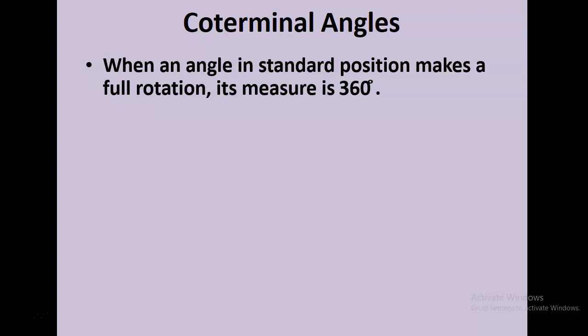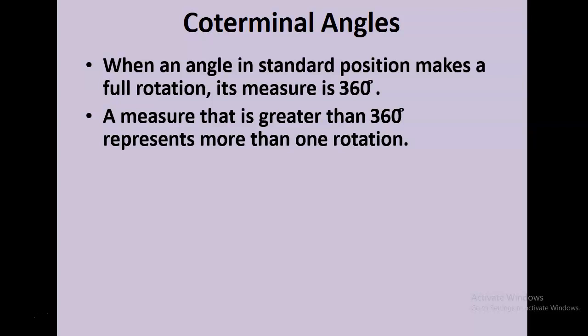When an angle is in standard position and it makes a full rotation, that would be a 360 degree angle, meaning it goes all the way around. A measure that is greater than 360 degrees represents more than one rotation. So we can actually have more than 360 degrees. Say we had 720 degrees. That would be two full rotations around. It's not hard to have a 720 degree angle. We could also have a 540 degree angle, which would be one full rotation and another half of a rotation.